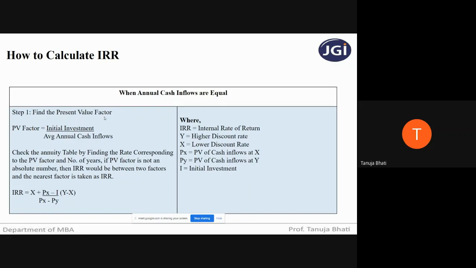Students, before we go into this, I just want to tell you all that up to now, whatever you have studied, you have studied that you use the annuity table when you have N and R, when you know the number of years and when you know the rate of return, correct? But now you have to calculate the rate of return. So I'll just show you all.